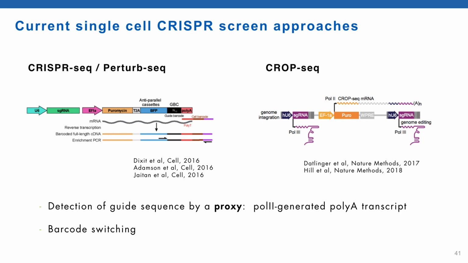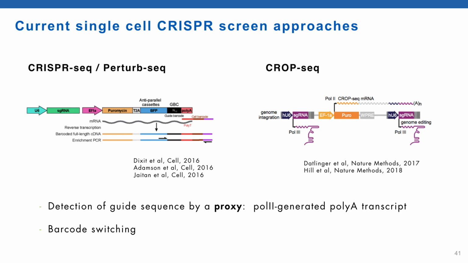And so methods have been published to do CRISPR screens with RNA-seq as a readout. The CRISPR-seq and Perturb-seq illustrated here on the left-hand side, and crop-seq on the right. Both of these methods rely on a proxy, a Pol2 generated mRNA that gets captured along with the cell's mRNA and reads out the identity of the guide that was present in that particular cell.